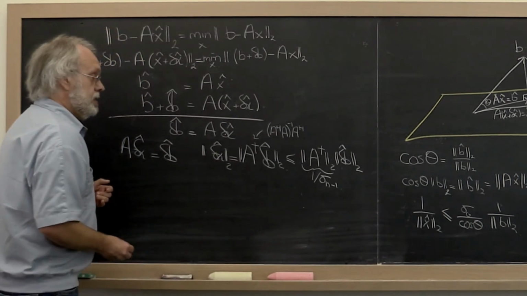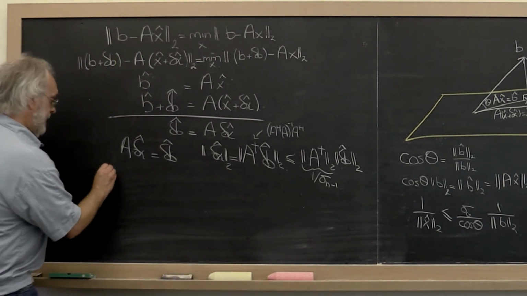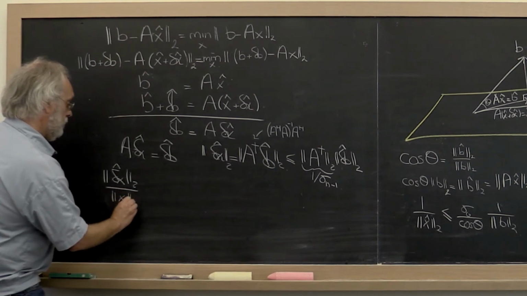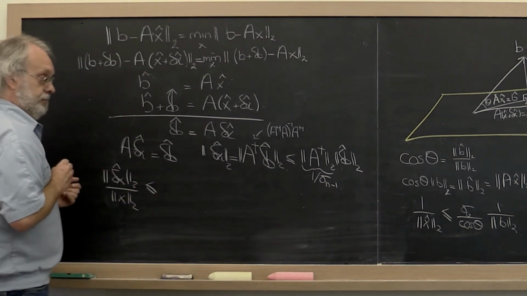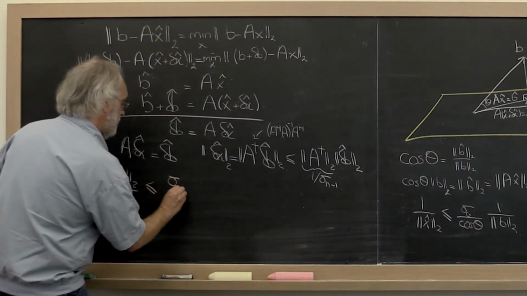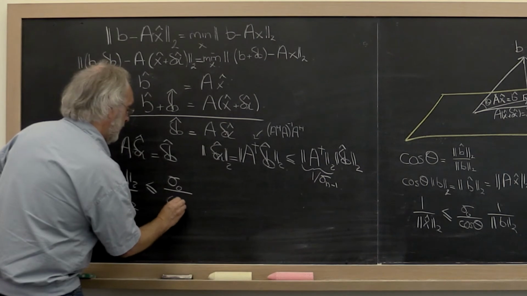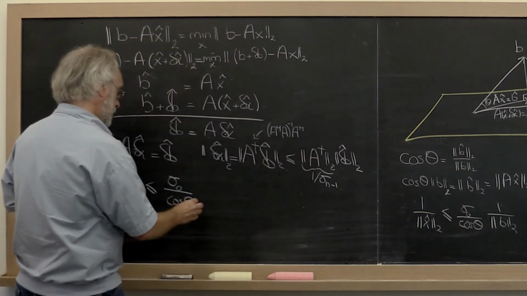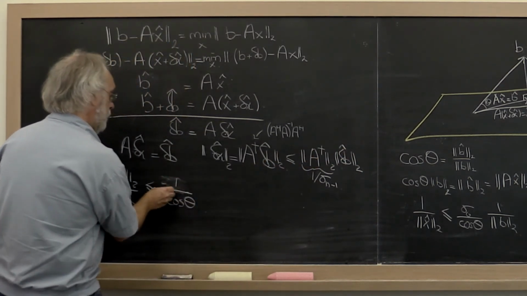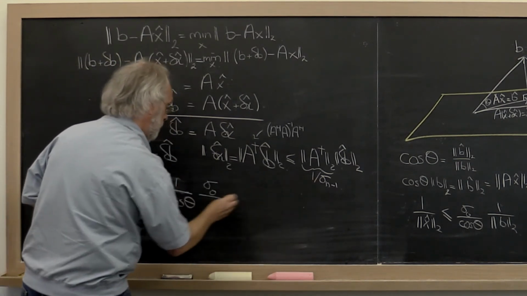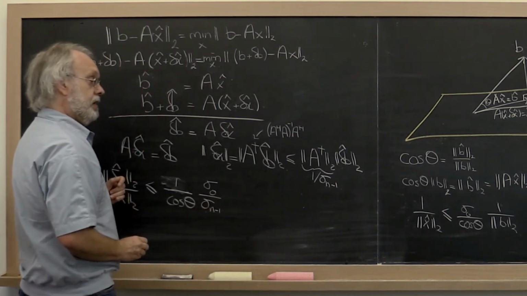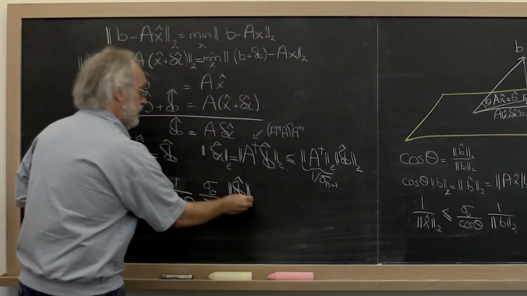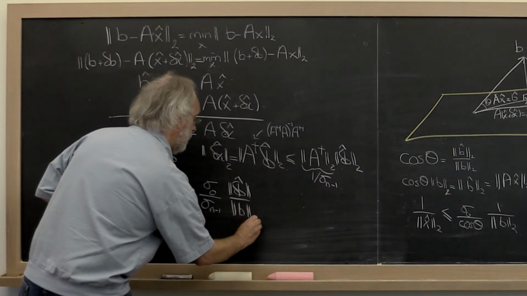So what does that mean? That means we come up with that the change in the solution relative to the size of the solution, all in 2 norm, is bounded by 1 divided by the cosine of theta times sigma 0 divided by sigma n minus 1 times the change in B after projection divided by the change in B, all in 2 norm.